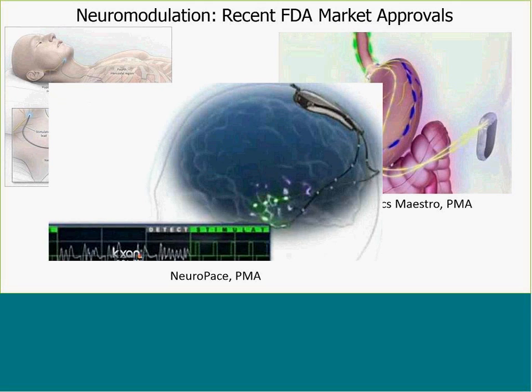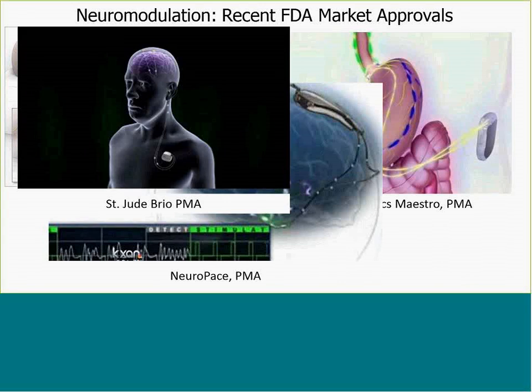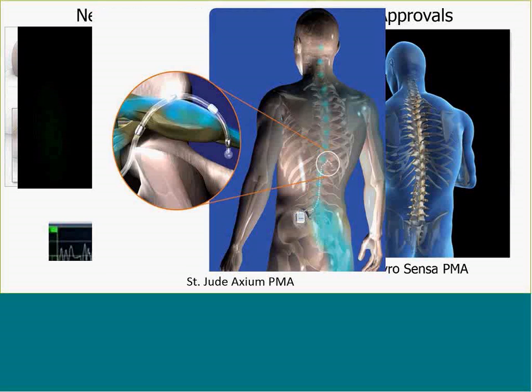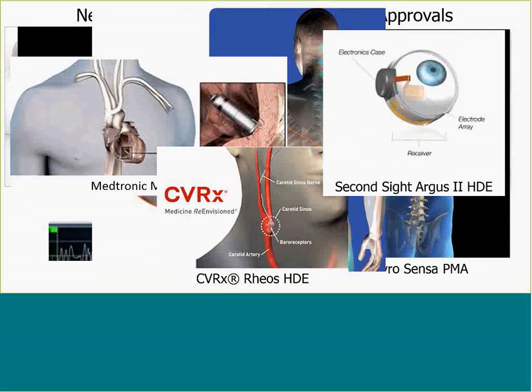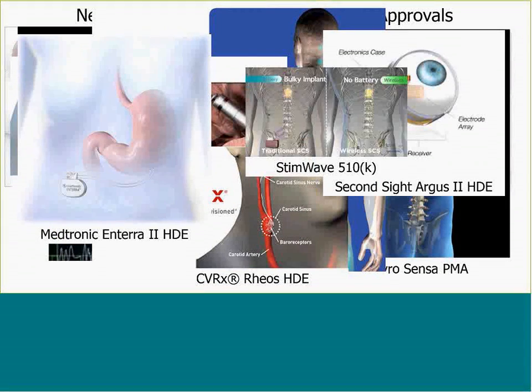Moving out of the peripheral nervous system, NeuroPace was a recently approved closed-loop device that detects brain activity and does some algorithmic work on it and delivers electrical stimulation to theoretically stop a seizure before it starts. St. Jude Brio is a deep brain stimulation, goes on and on. This is the last few years, a lot of really exciting things happening that have been able to make the case to the FDA that the potential benefit outweighs the potential risk. And here's some more. Keeps on going.